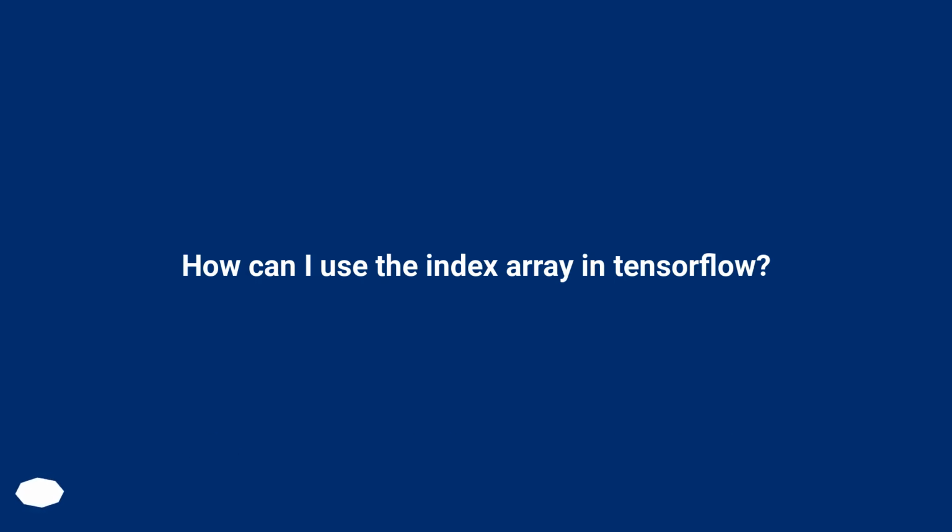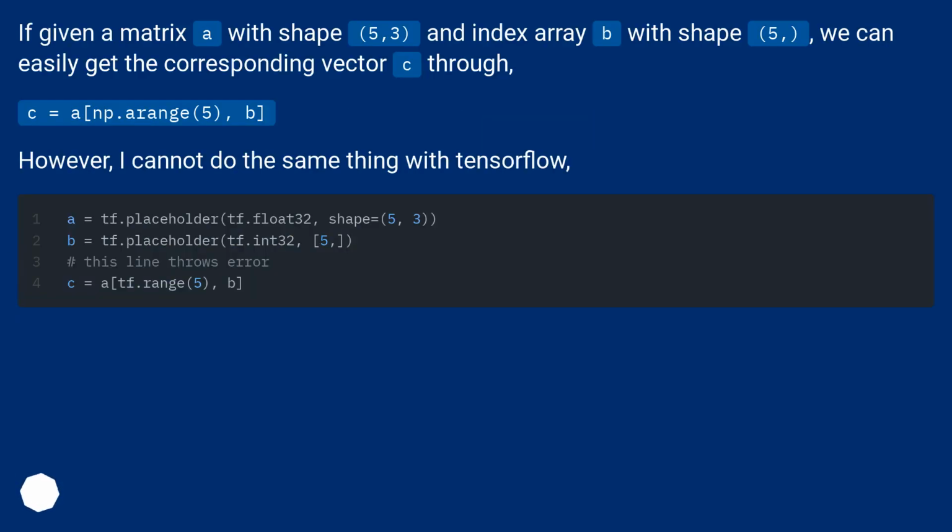How can I use the index array in TensorFlow? If given a matrix A with shape (5, 3), and an index array B with shape (5,), we can easily get the corresponding vector C through C = A[np.arange(5), B]. However, I cannot do the same thing with TensorFlow.